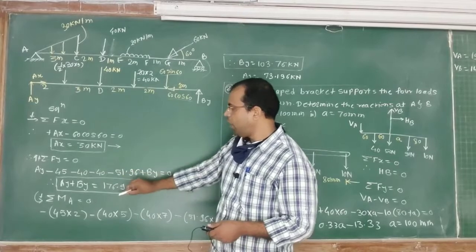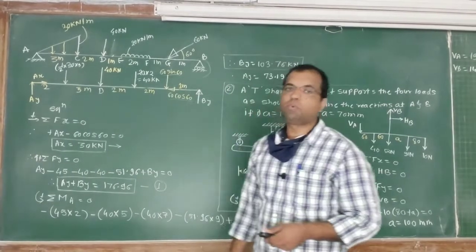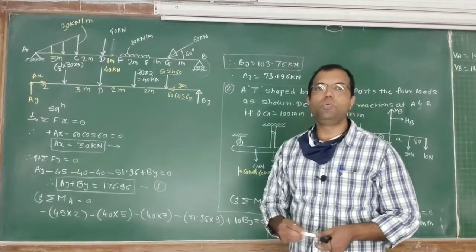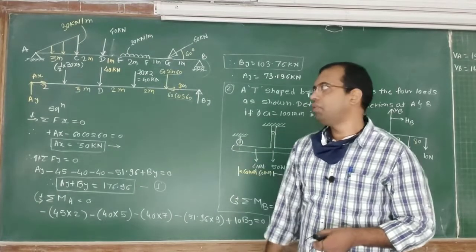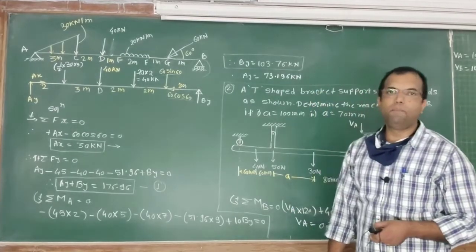So here if you observe the equations of summation of Fx and Fy, there are three different unknowns. So we cannot solve this problem by using two equations. So we have to go for the third equation. What is the third equation? Yes, we have to take the equation of moment.